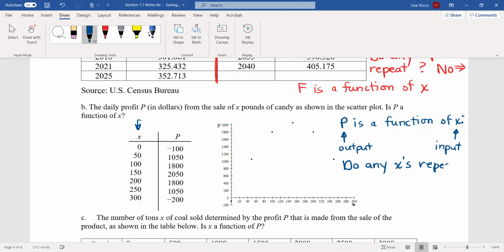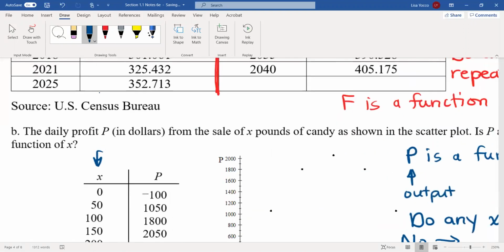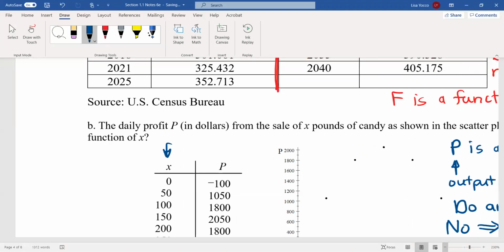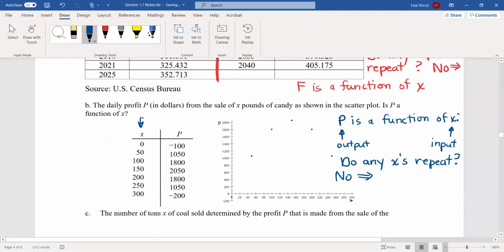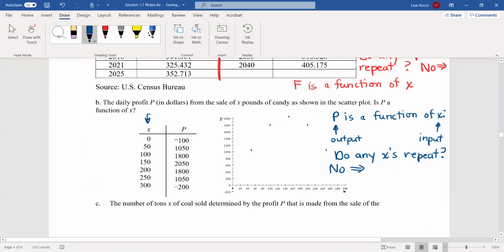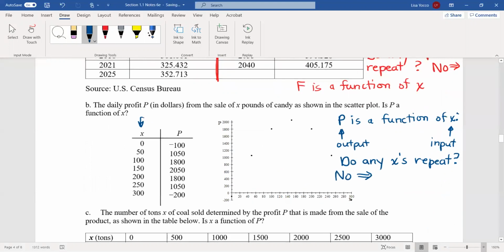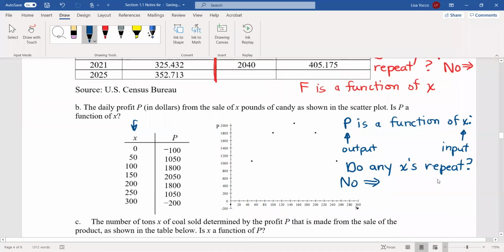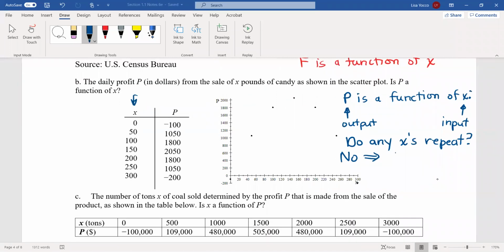So what's confusing about this one, or what might have led you to answer this incorrectly? Well, let me go ahead and answer it. So do any X's repeat? No. Therefore, if no X's repeat, then P is a function of X.